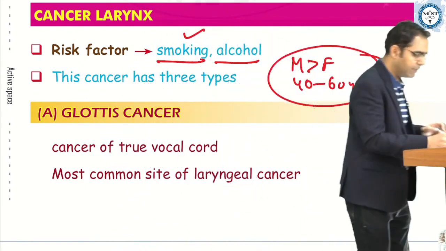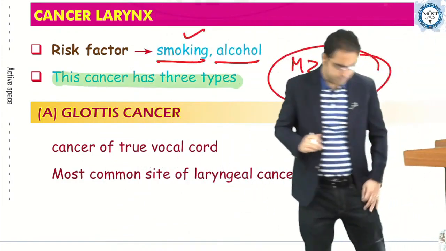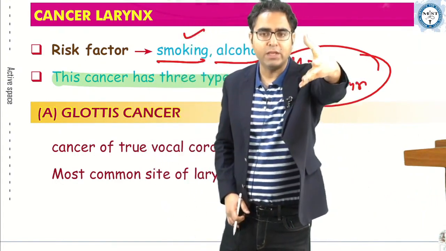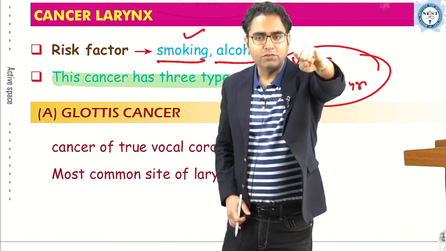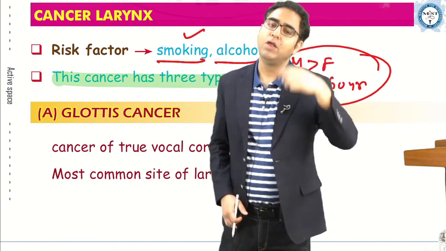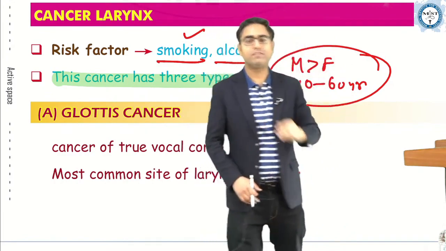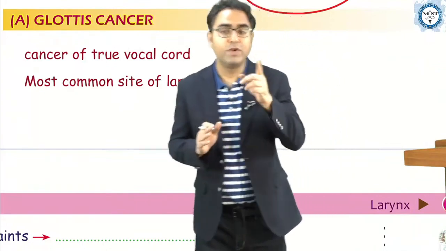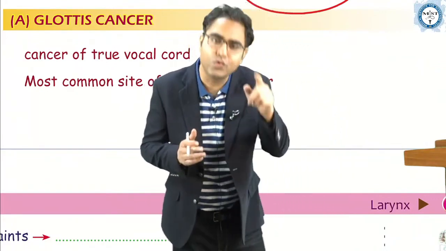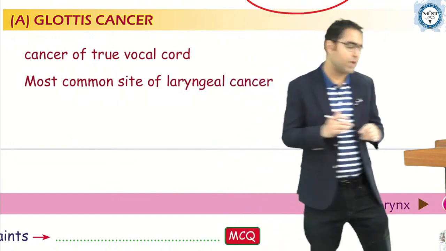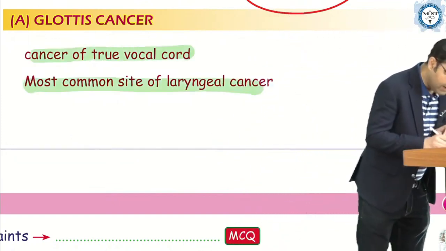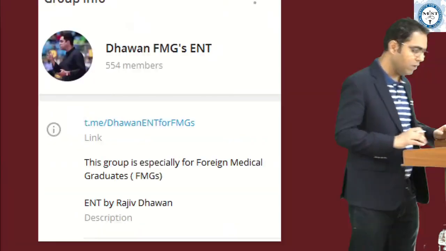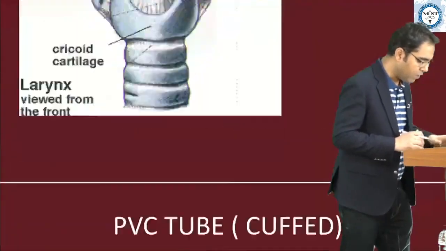This cancer has 3 types, beta. Guys, can you tell me what are the 3 divisions of larynx? Glottis, supraglottis, subglottis. Same 3 cancers: glottis cancer, supraglottis cancer, subglottis cancer. Number 1, glottis cancer. What is glottis? Vocal cord. What is vocal cord? True vocal cord. Yes. It is cancer of the true vocal cord, and it's the most common site of laryngeal cancer. Most commonly, cancers start from the vocal cord.